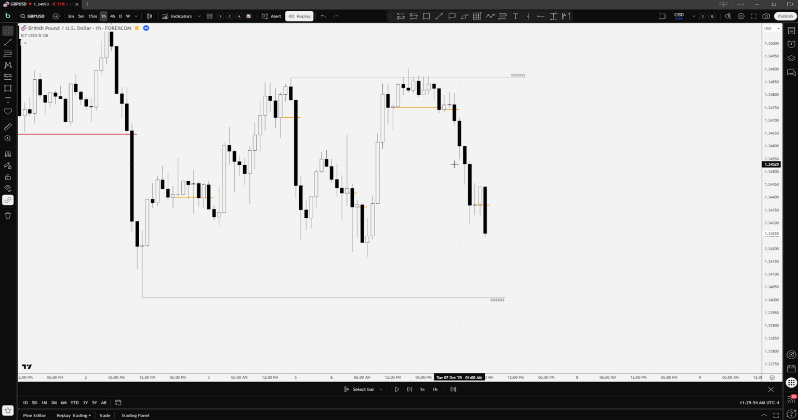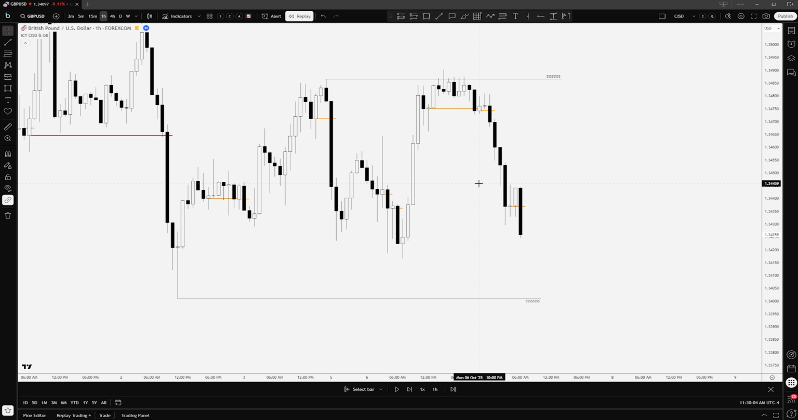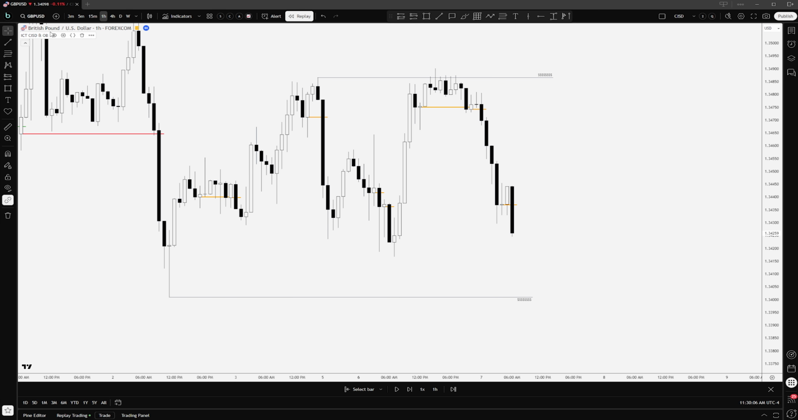So if you're someone who's using multi-time frame analysis, and you don't just swing trade, you scalp, a capability built within this indicator allows you to trade on lower time frames using high time frame confirmations.